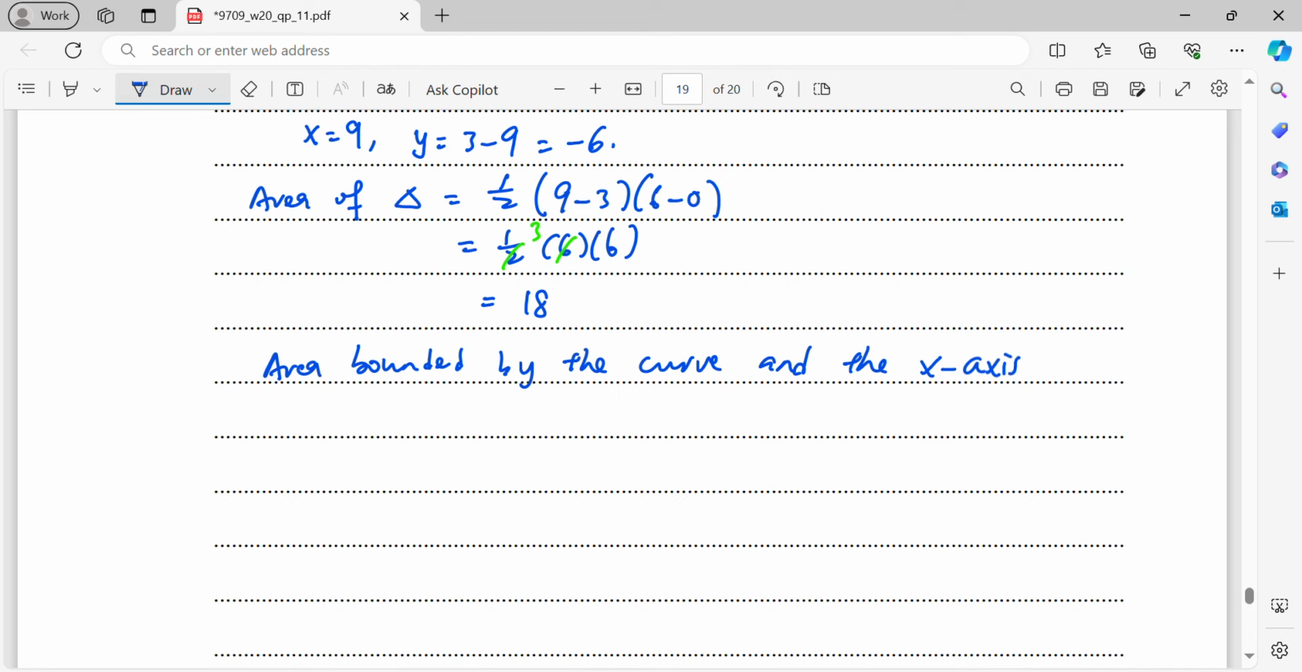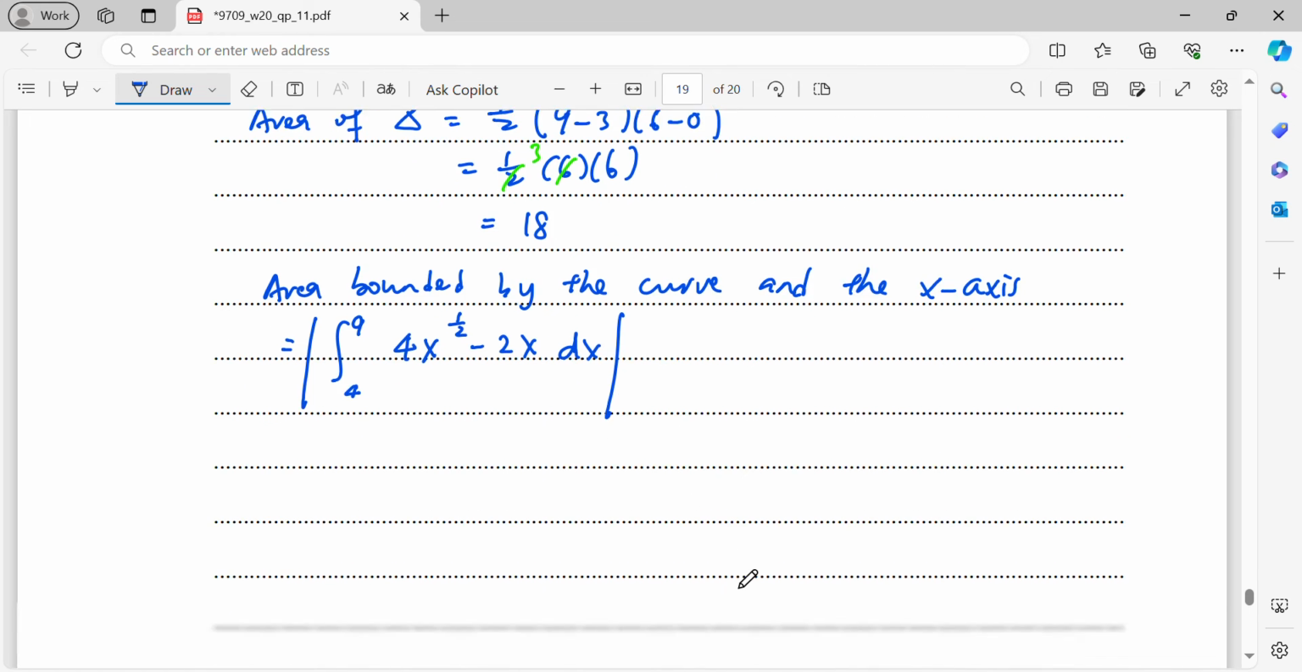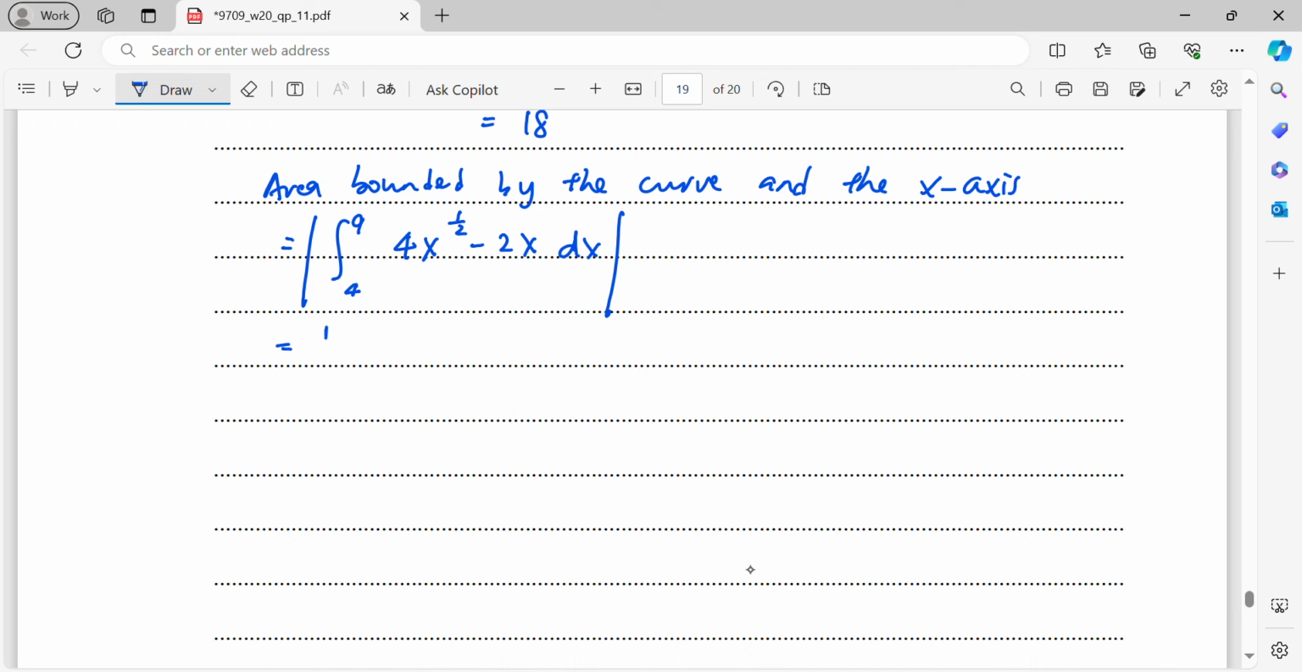Because this is not under, it is above, right? So it is integrate from 4 to 9, then the function, the curve equation. And remember to put a modulus because the region is below the x-axis. So now when you integrate, it will be 4 bracket x to the power of 3 over 2, divided by 3 over 2, sorry, half plus 1 is 3 over 2, minus 2x squared over 2. Limits 4 to 9. Now I simplify first before I calculate the value.